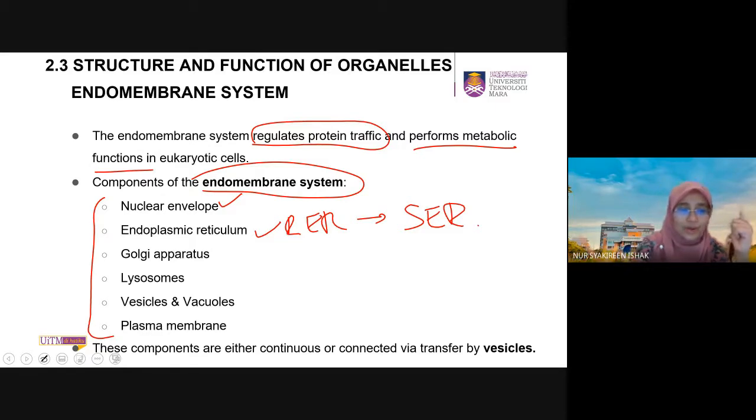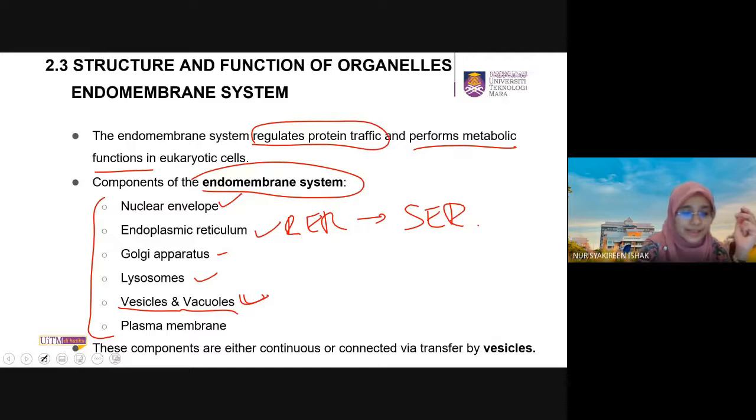And then you have the Golgi apparatus. The membrane of the Golgi apparatus is indirectly connected to the membrane of rough ER. Nanti kita tengok macam mana dia indirectly connected. And then from the Golgi apparatus, it produces lysosome. From the Golgi apparatus and also from the rough ER, it produces vesicle and also vacuole.